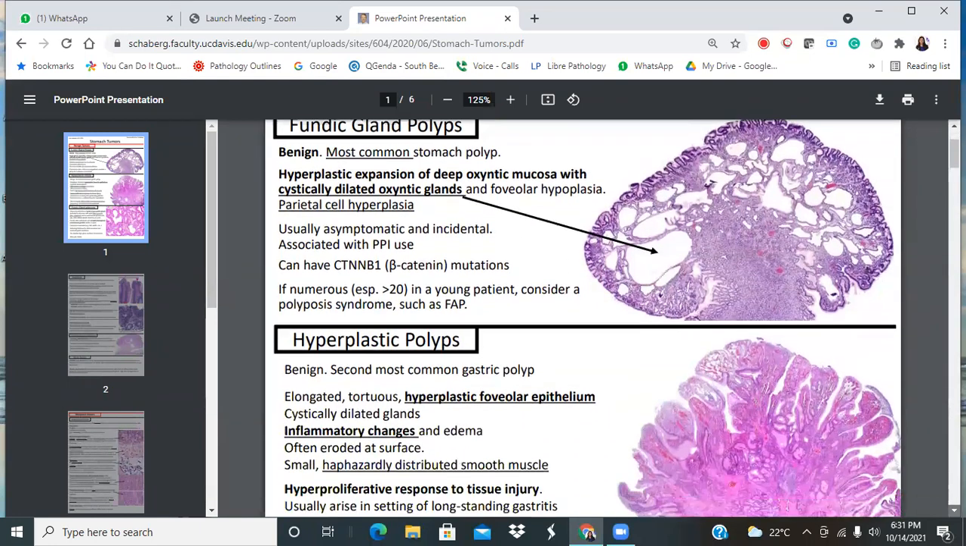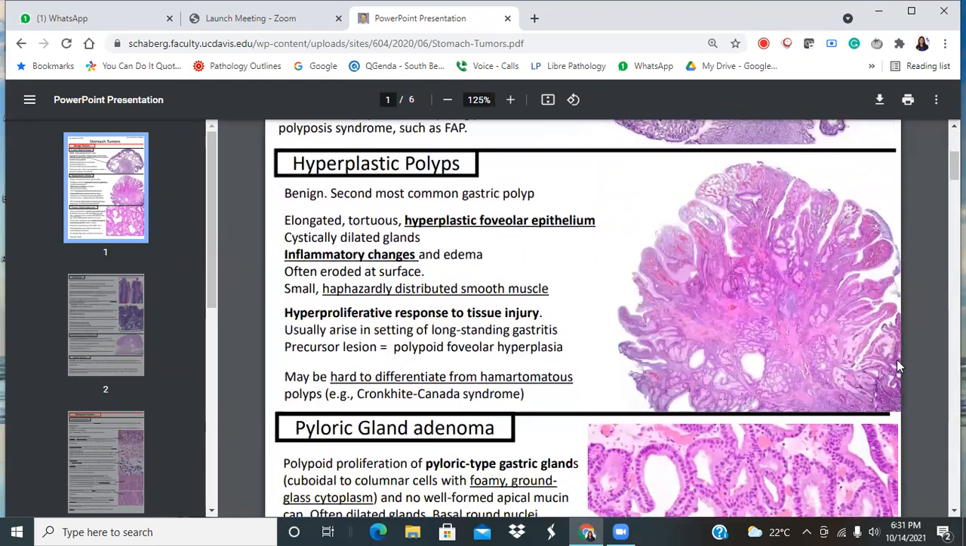Next is hyperplastic polyps. Benign, second most common cause of gastric polyps. Elongated, tortuous, hyperplastic foveolar epithelium. Cystically dilated glands. Inflammatory changes and edema. Often eroded at surface. Small, haphazardly distributed smooth muscle. Hyperproliferative response to tissue injury. Usually arises in the setting of long-standing gastritis. Precursor is polypoid foveolar hyperplasia and will be hard to differentiate from hamartomatous polyps.